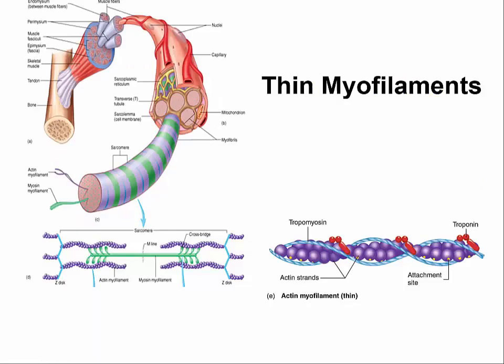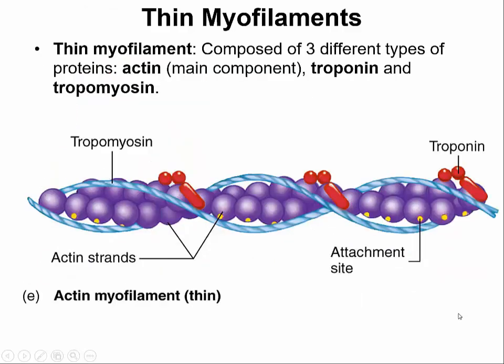When we look at the thin filament, shown here in purple, it is going to have binding sites for the thick filament. Well, the thin filament has a little bit more detail than just what's shown here. It looks like this right here. There are other proteins involved. So when you look at the thin filament, or the thin myofilament, it's composed of 3 different types of protein. We have actin, which is a main component. That's the purple balls you see here. We have troponin, which is in red, and we have tropomyosin, which is in this lighter blue color.